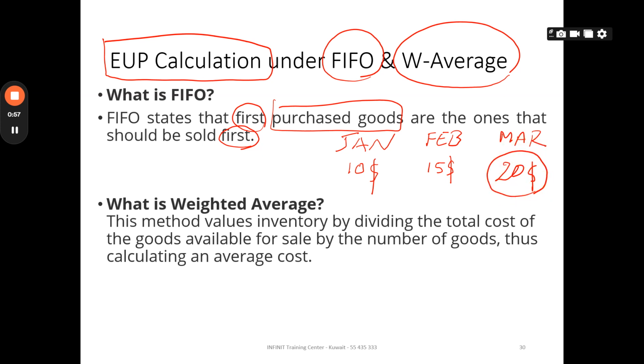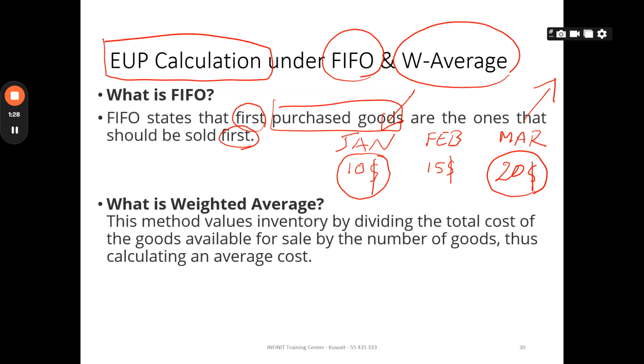So when you are selling this item for $20, what are you going to consider as the cost of this item sold? Is it going to be 10 or 15? Under FIFO it is going to be 10. So we are assuming the first in will go out first. That is what first in, first out means. So this is the concept of FIFO.